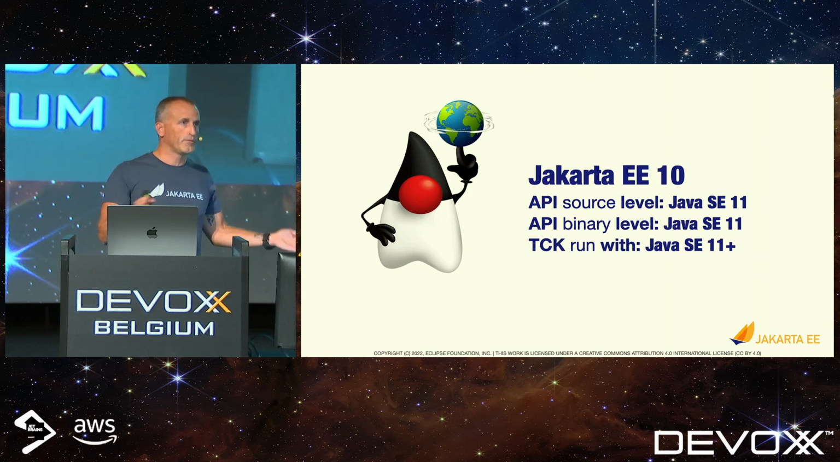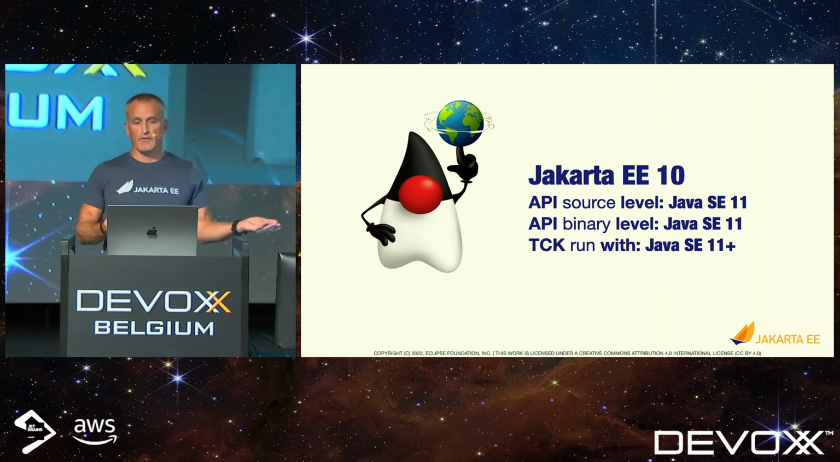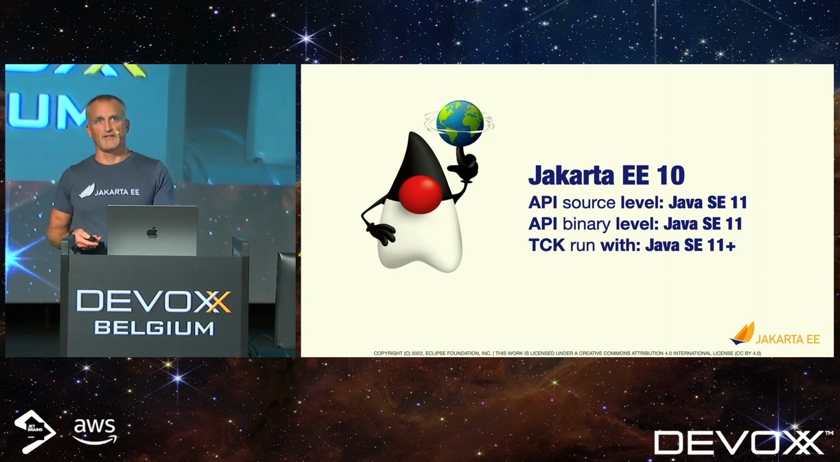And that means that more people can upgrade. You don't have to go to a higher Java SE 11. So we keep the API sources at a Java SE 11 language level. We compile them to Java SE 11 so you can run them in the Java SE 11 runtime. But we make sure that the TCK runs on 11 and 17.